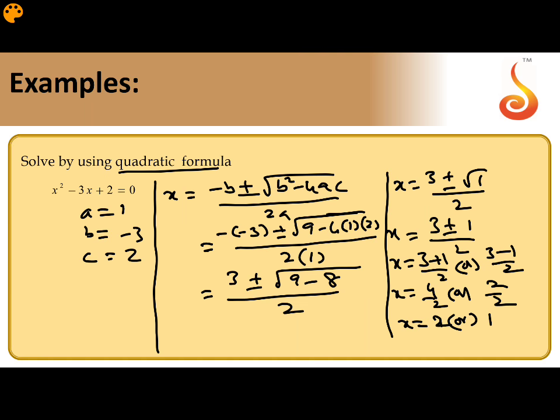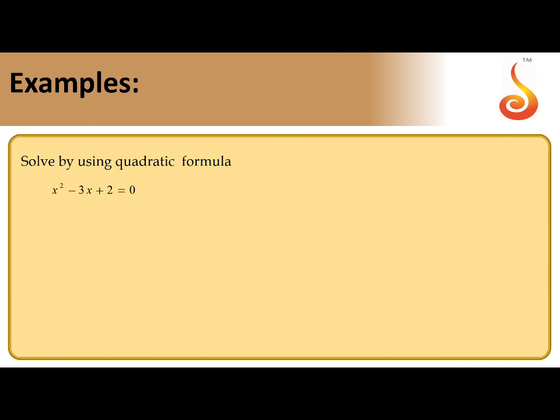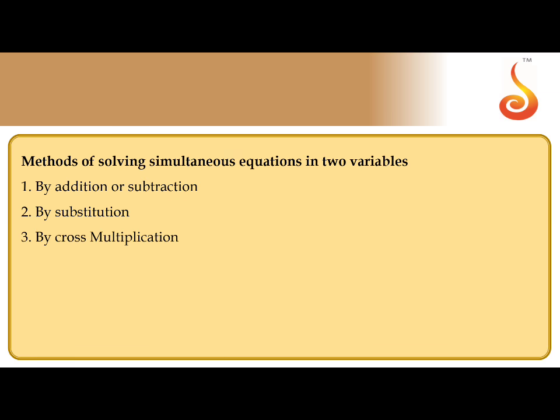So I think everyone understands. Next, another one. This is the last concept of today's class. Methods of solving simultaneous equations in two variables. What is called a simultaneous equation in two variables? If you take an equation ax plus by plus c equal to 0, this is a simultaneous equation in two variables. So two variables means x and y. Previously you had solved all the problems with a single variable. Now two variables.